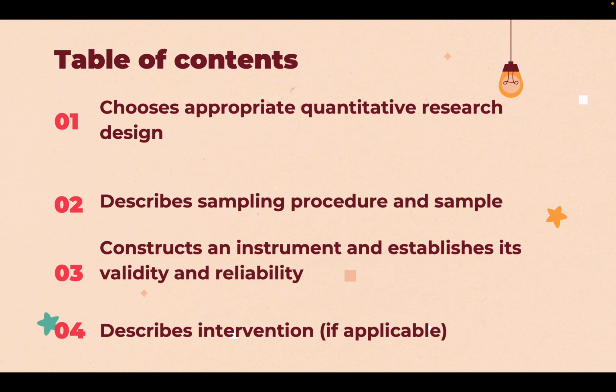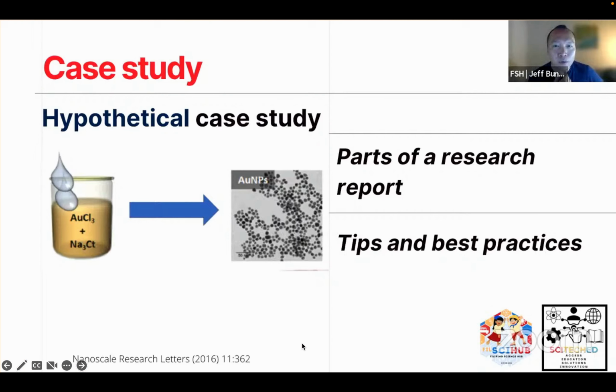Today, we will discuss the 4 competencies, and these are the following: chooses appropriate quantitative research design, describes sampling procedure and sample, constructs an instrument and establishes its validity and reliability, and describes intervention.